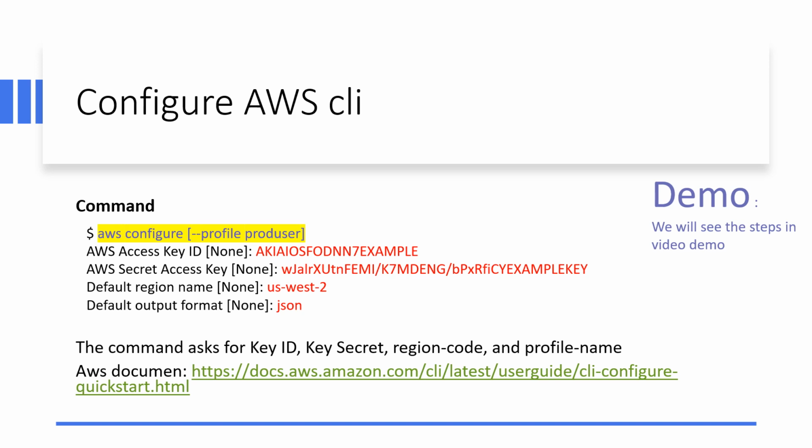the command will ask you what is your key ID, as you see in this slide, what is your key secret, what is your default region, and what is your default output. For default output, I would suggest to use JSON. In the video, I only press enter and go ahead with the default, but you can use JSON.